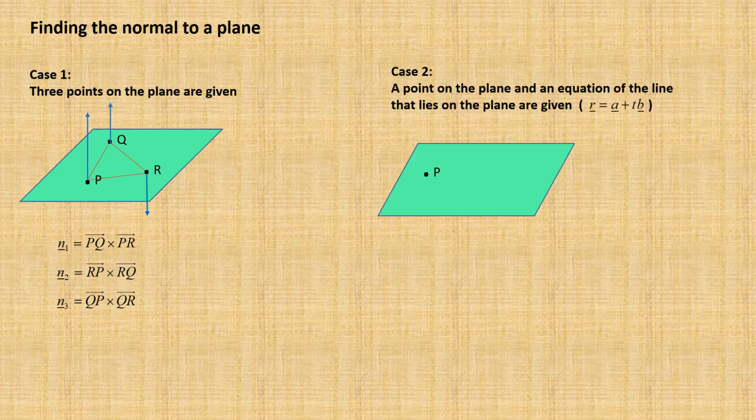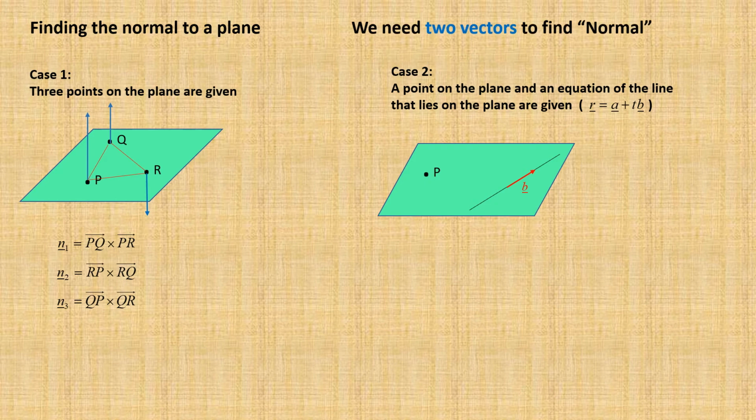Now, case number 2. Now you have a point on the plane, and also an equation of a line. The line lies in the plane with this equation. So the line is in the direction of vector B. So to find a normal, you need two vectors.